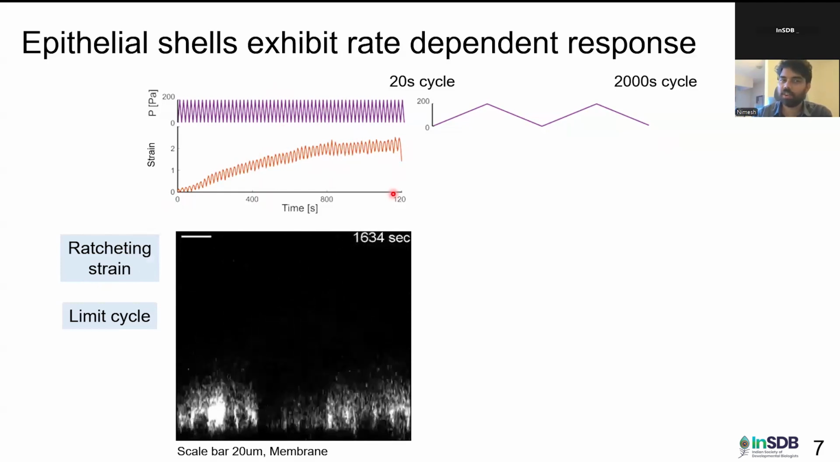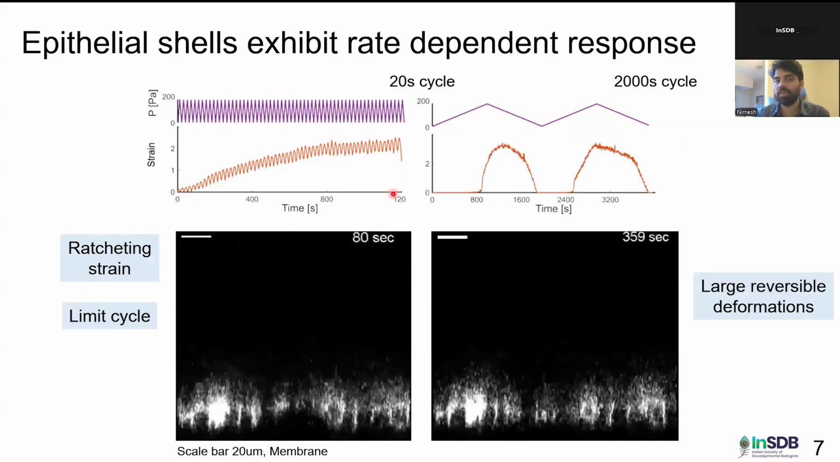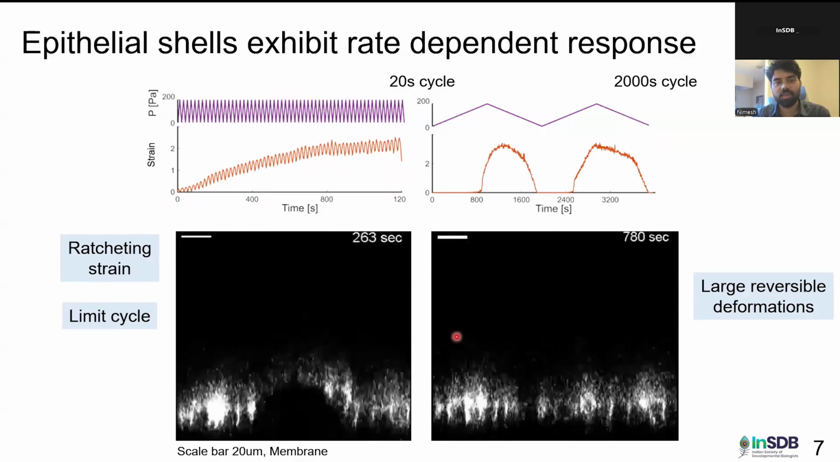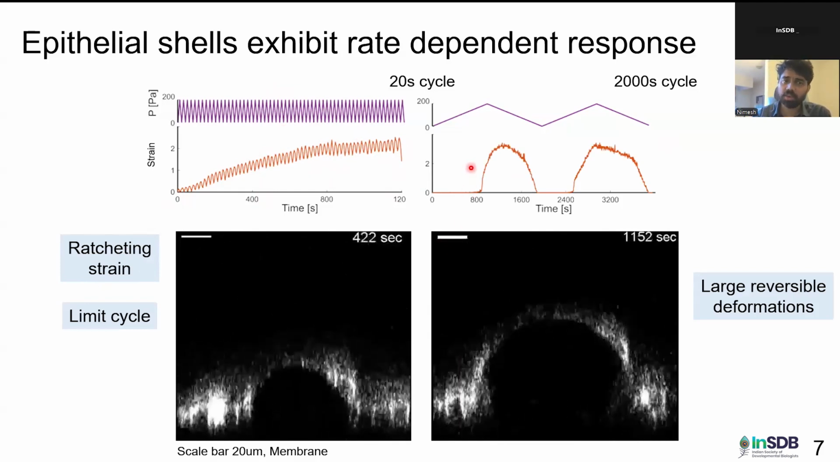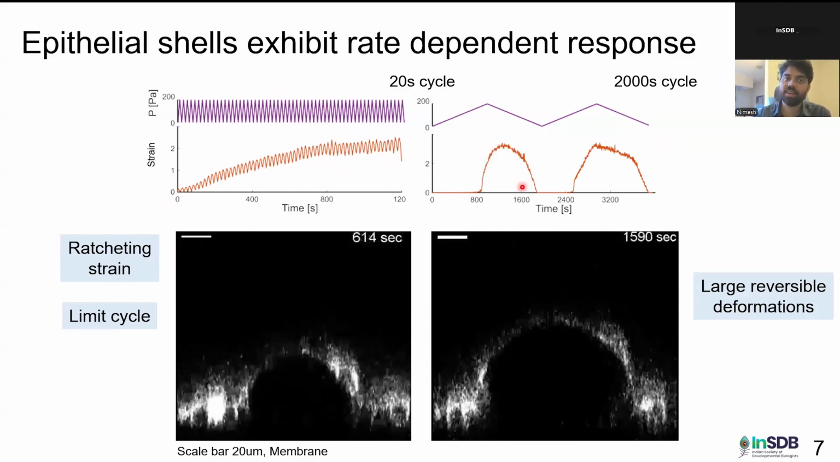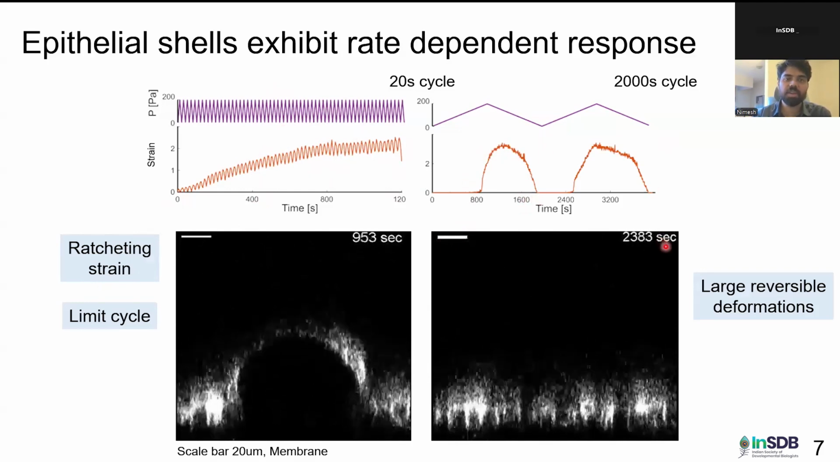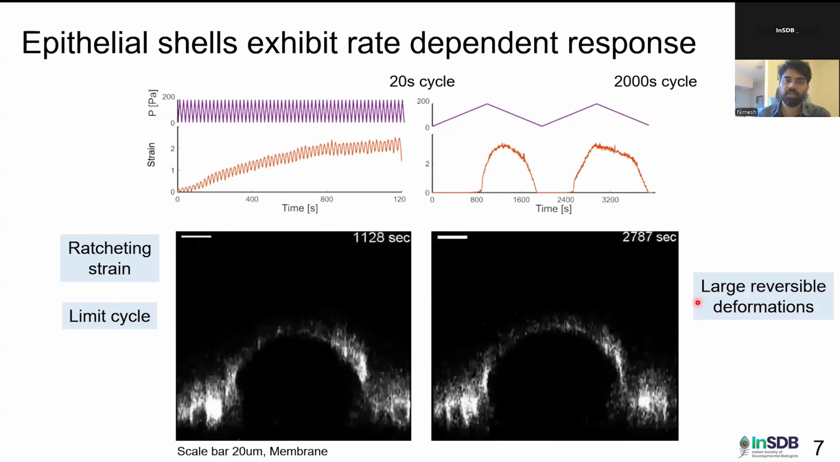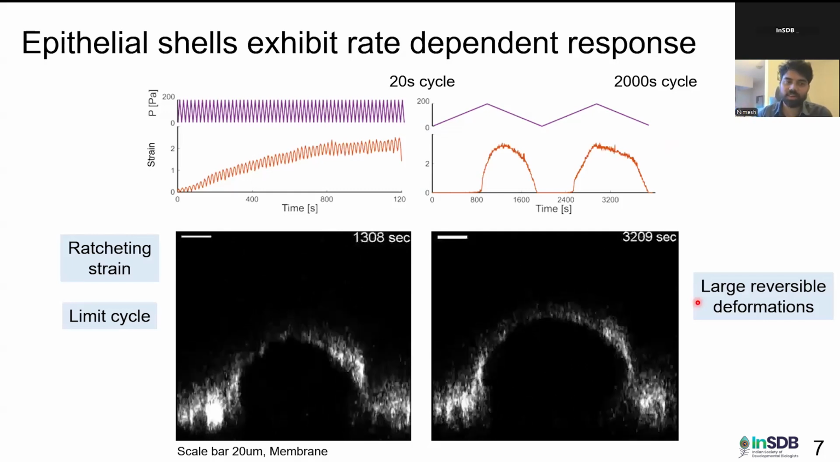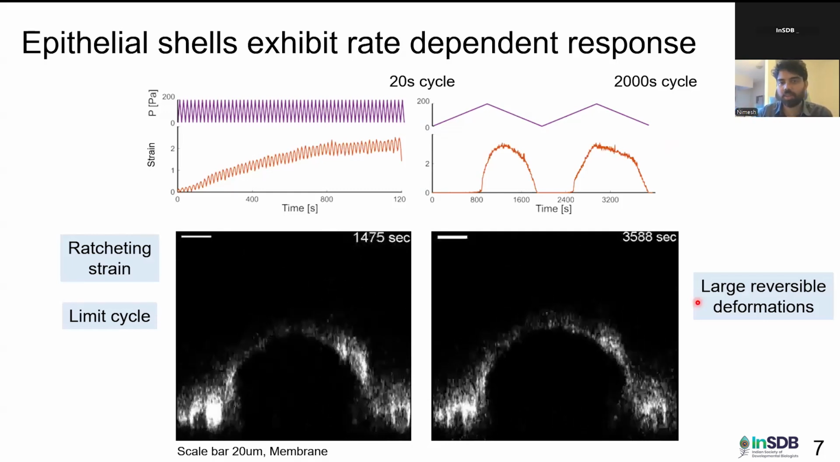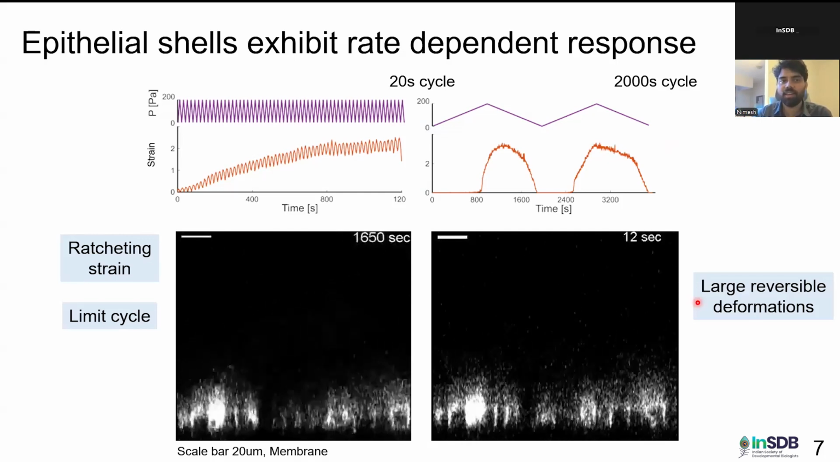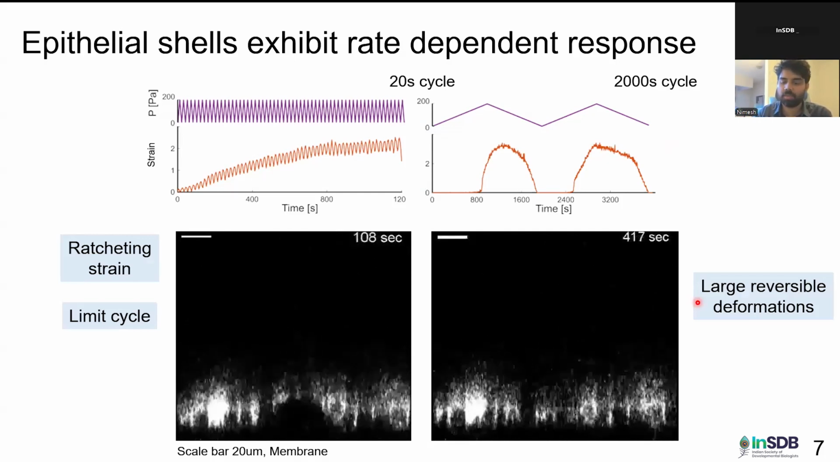And then for slower cycles, we saw something opposite, where cells were able to stretch to really high strains and then come back down to 0 at the end of each cycle. So there were large reversible deformations. Taken together, all of these experimental findings, we thought that it's clear that there is a rate-dependent response.